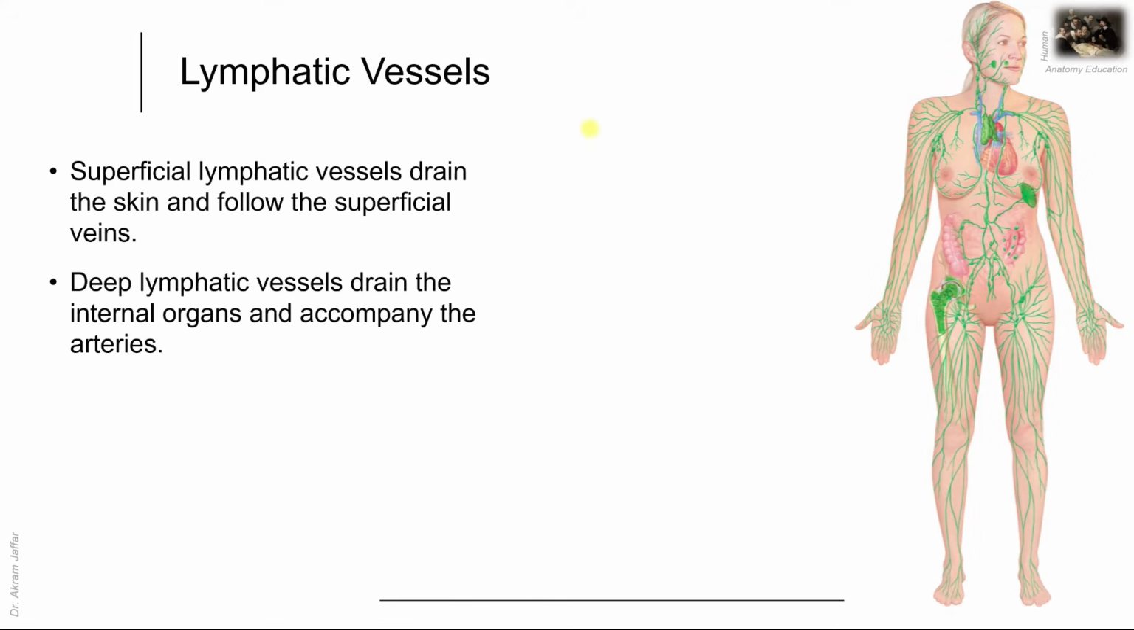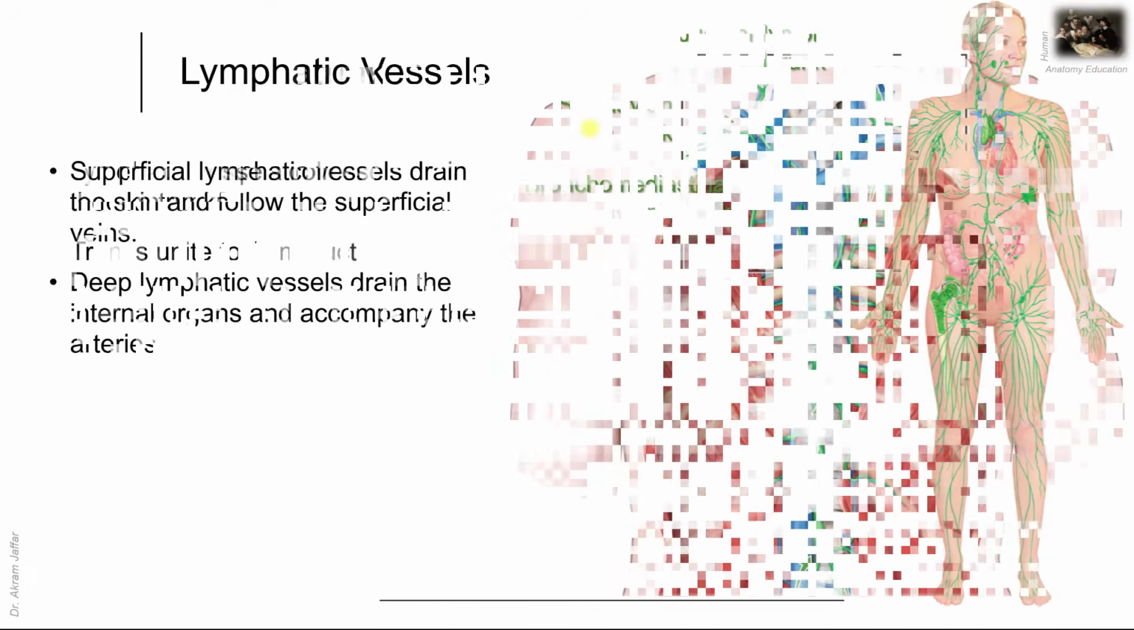Lymphatic vessels are either superficial lymphatic vessels that drain the skin and everything superficial to the superficial fascia. They follow the superficial veins. In addition, there are deep lymphatic vessels which drain the deeper tissues and the internal organs, and they accompany the arteries, not the superficial veins.